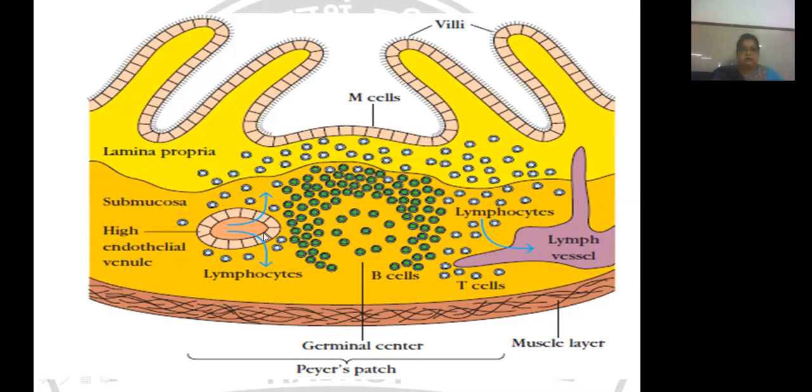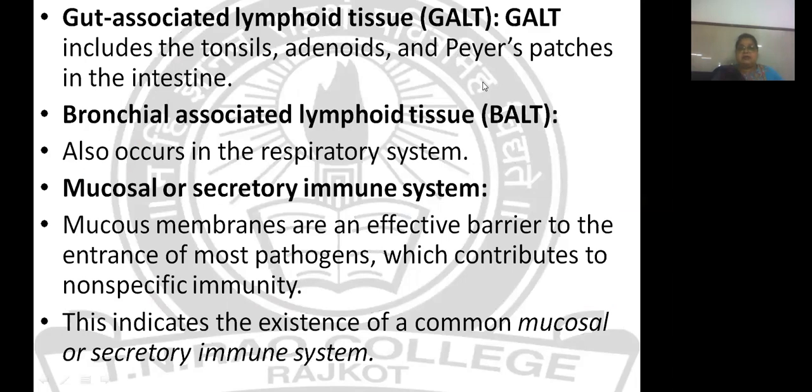The primary follicle made up of macrophages and B lymphocytes gets activated and converted into a secondary follicle where you find the germinal center. B lymphocytes are converted into plasma cells and they secrete IgA antibody. The first is GALT, gut-associated lymphoid tissue. It includes tonsils, adenoids, and Peyer patches present in the intestine. The lymphoid tissue present in the respiratory tract is called bronchial-associated lymphoid tissue.